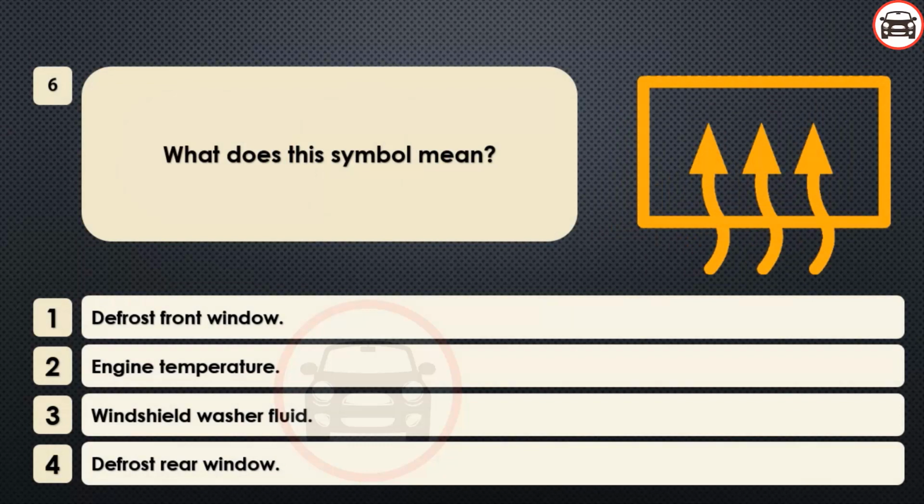What does this symbol mean? 1. Defrost front window. 2. Engine temperature. 3. Windshield washer fluid. 4. Defrost rear window.